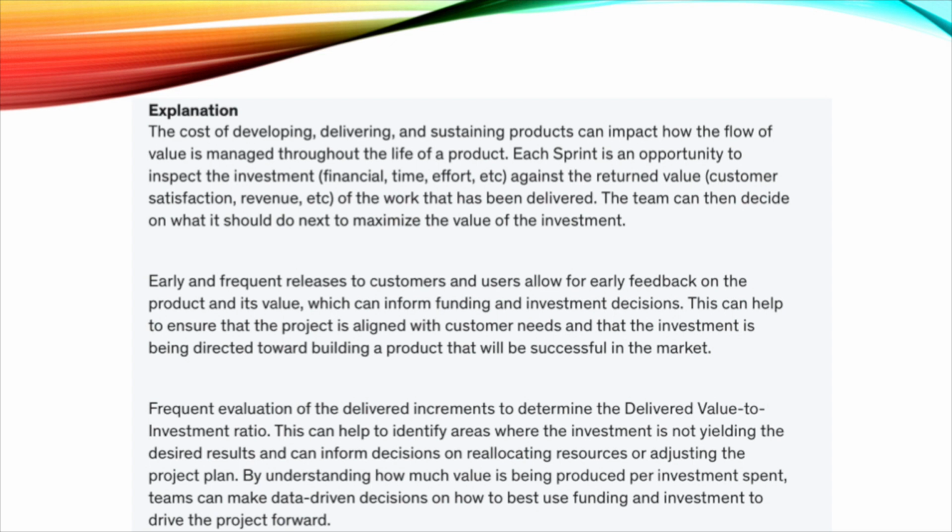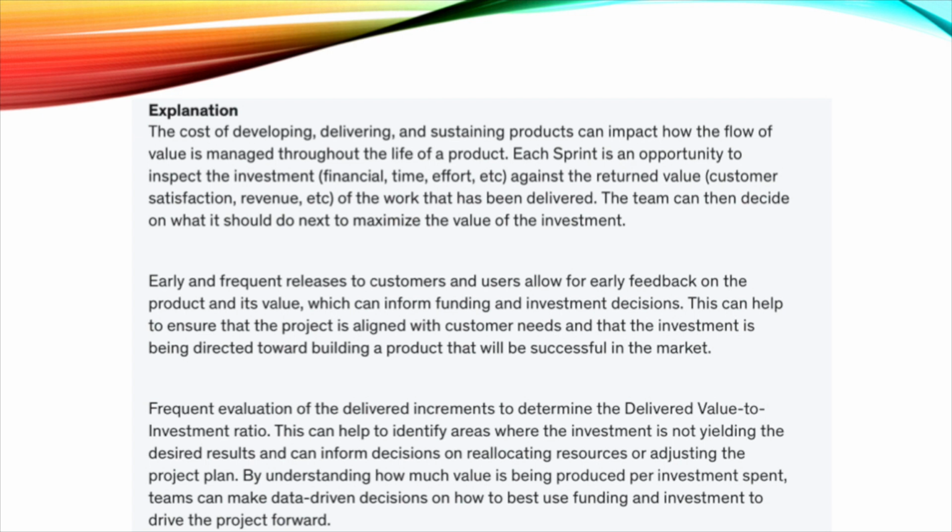The cost of developing, delivering, and sustaining products can impact how the flow of value is managed throughout the life of a product. Each sprint is an opportunity to inspect the investment, financial, time, effort, etc., against the returned value, customer satisfaction, revenue, etc., of the work that has been delivered. The team can then decide on what it should do next to maximize the value of the investment.